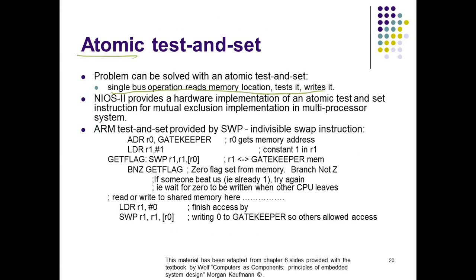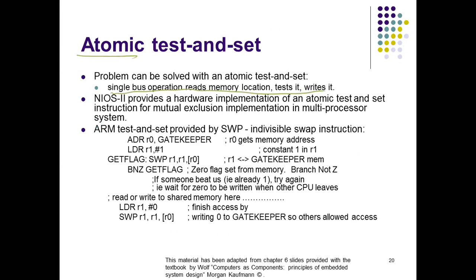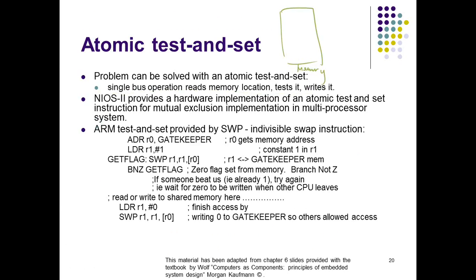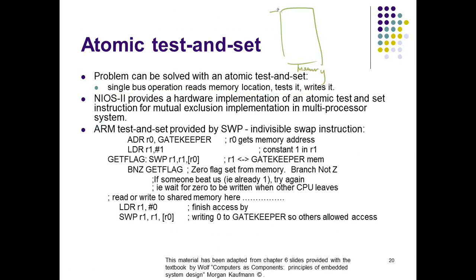This is something that a lot of processors will support. So the ARM has the ability to do test and set if you set this up. Here's an example of how you would do it in ARM. So let's just draw a picture. Imagine I had some memory. This is my memory. And I have two CPUs. So in the CPU, what I do is I first say I need a flag in my memory, so let's call this location at the top. This was going to be called gatekeeper in this instance.